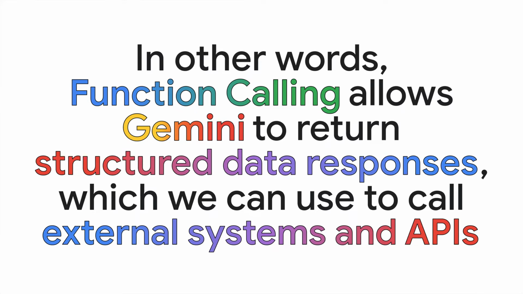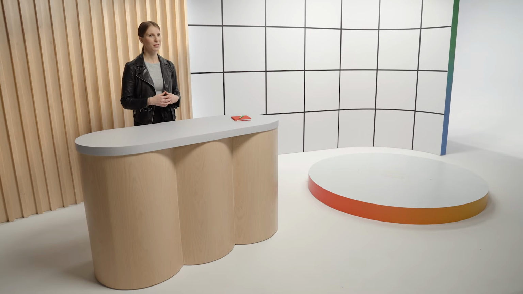In other words, function calling allows the Gemini model to return structured data responses, which we can then use to call external systems and APIs. This is quite different from the unstructured natural language summaries that we're used to getting back from generative AI models. Structured data is so much easier to work with, especially if we want to use that information to call external systems and APIs.